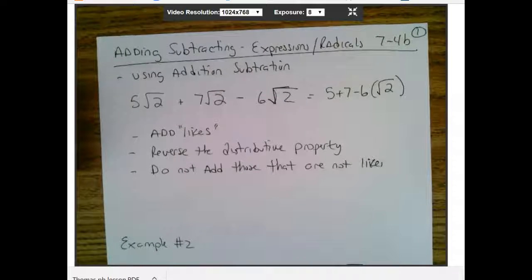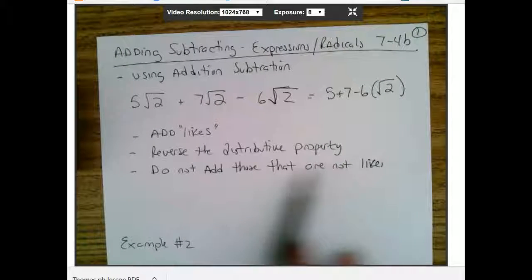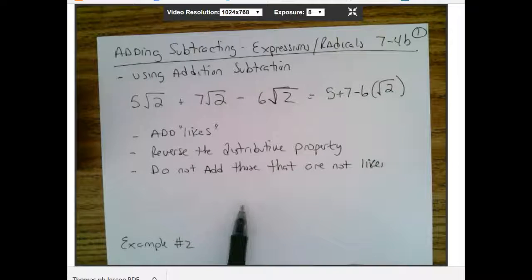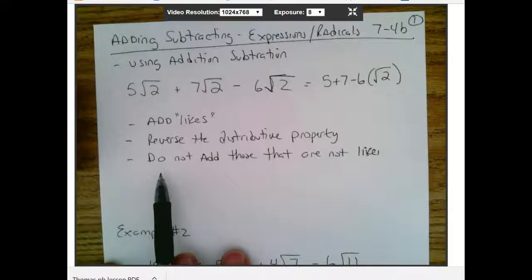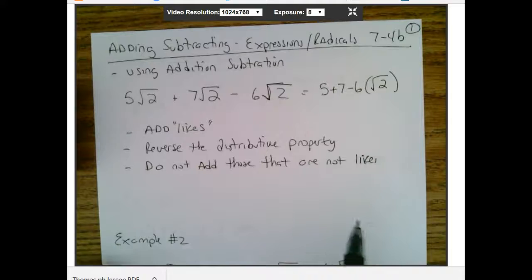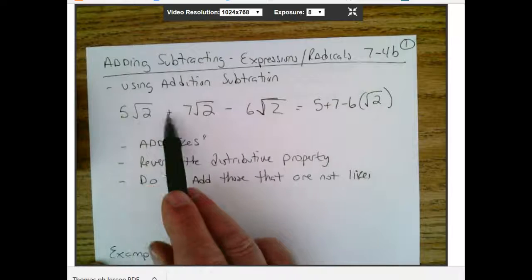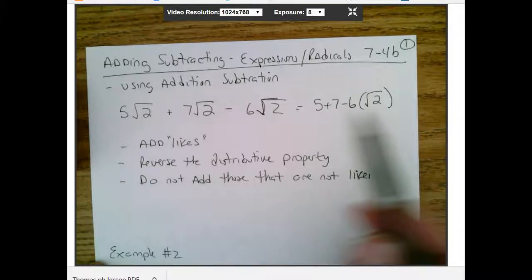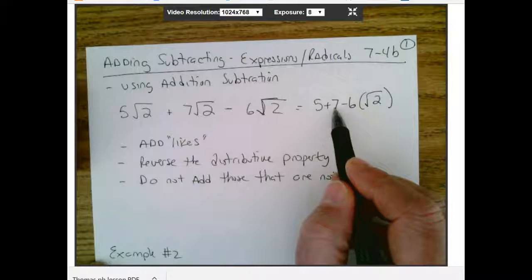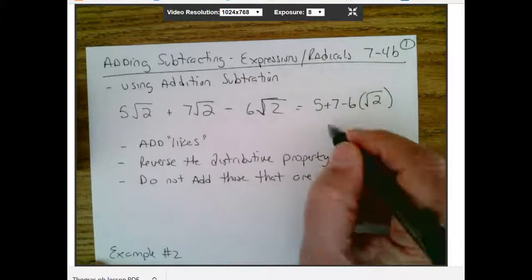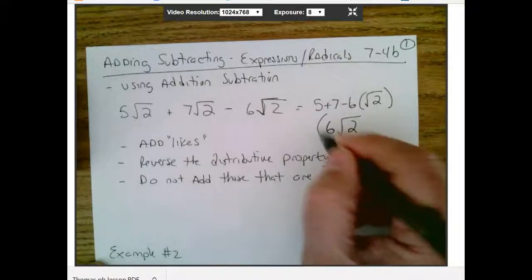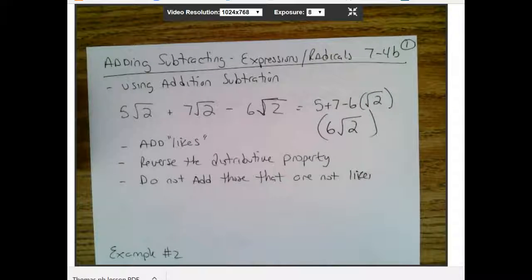Then we're going to do the reverse of the distributive property, do that math, and then put them back together. I'll show you that here in a minute. But the one thing you do not want to do is add those that are not likes. I'll show you examples of that in a minute. So I kind of have the answer over here. I take the 5, and I add it to the 7, and then I minus the 6. So 5 plus 7 is 12, minus 6 is 6. So this would be 6 square root of 2 simplified. We just take things outside. The radicand would be 2, which stays the same.